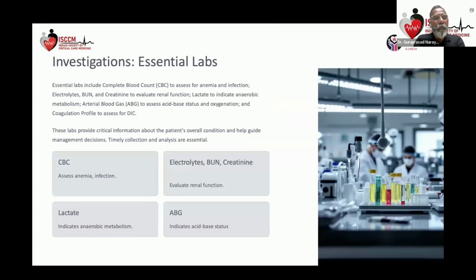Then you do the routine other investigations like a complete blood count to assess if the patient is anemic, or if you see the WBC counts indicating infection. Then you check the electrolytes and creatinine to know the renal function.